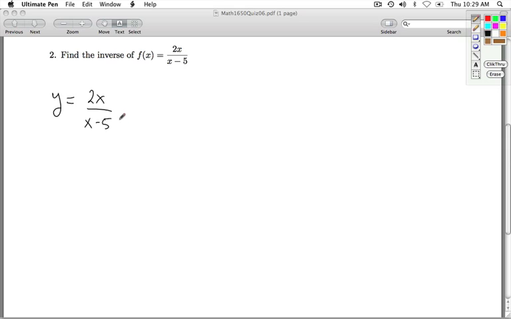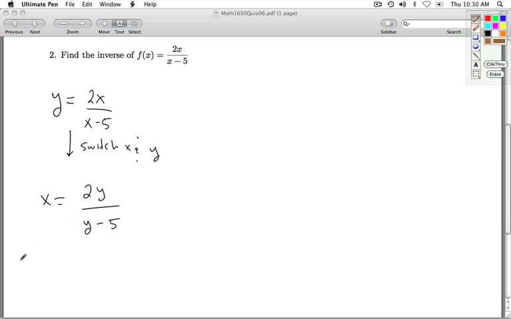And remember, the whole concept of an inverse is that we're reversing the process. So the inputs x become the outputs. So what we do is we switch x and y. So x equals 2y over y minus 5. And now we have to solve for y.